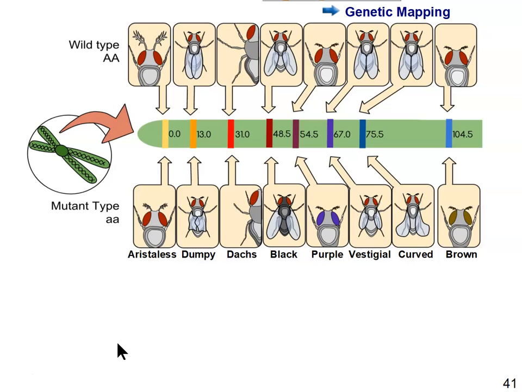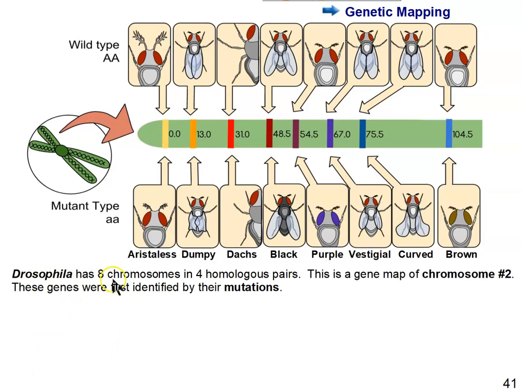All right, so it turns out that we can use crossover frequencies or recombination frequencies to find out how far apart genes are on the same chromosome. So just a little review here. Drosophila has 8 chromosomes, Drosophila being fruit flies, 4 homologous pairs. What we're looking at here is a genetic map, or a gene map, or a chromosome map of chromosome 2. So this is not the X chromosome, this is chromosome number 2. And these genes were first identified by mutation. These are some of the other mutations that Thomas Hunt Morgan found and that have been found since.